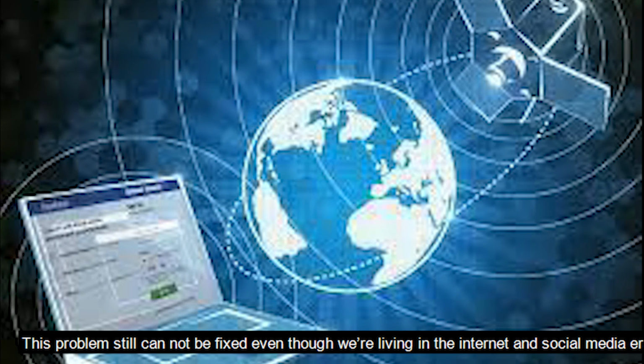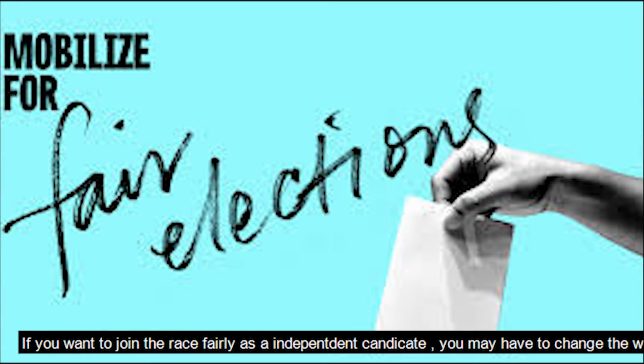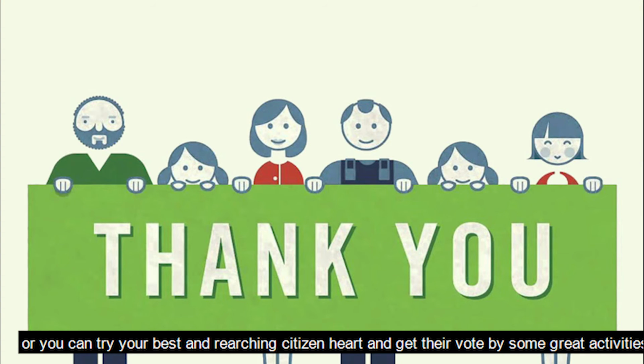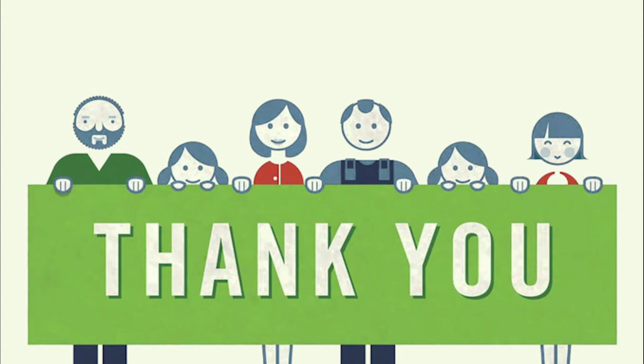This problem still cannot be fixed even though we are living in the internet and social media era. If you want to join the race fairly as an independent candidate, you have to change the whole electoral system. Or you can try your best in reaching citizens and get their votes through some correct activities. So that's all my speech and my opinion about this section. Let's move on to the next section. Thanks for listening.